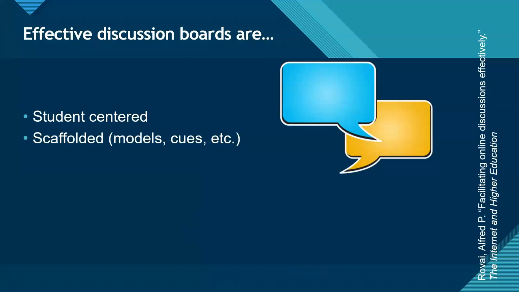We want them to be scaffolded. So providing students with models of work, examples that they can follow, cues that guide them in the right direction, because we don't want to assume that students are going to know what's expected of them in a discussion board. So we have to make sure that we provide them with that support. Again, they are facilitated, and we're going to talk more about this.